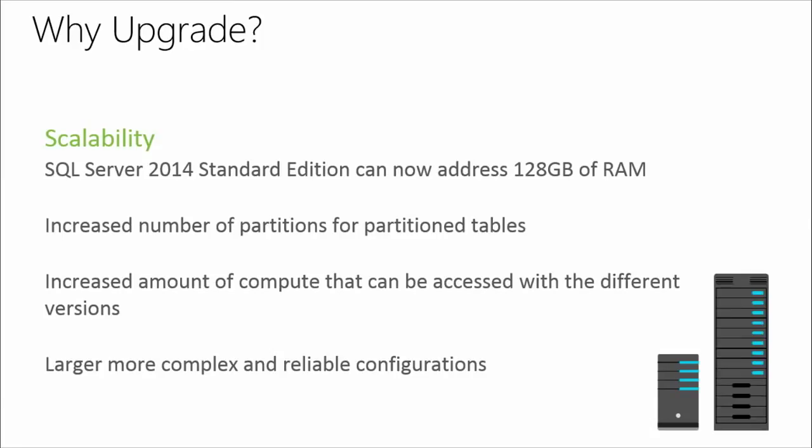2014 Standard Edition, now this is a big jump. It used to be 64 gigabytes of addressable memory. Now we're talking 128 gigs of RAM that it can address. That's a big, big upgrade. More partitions in partitioned tables, an increased amount of compute, so more cores when you go to the core enterprise licensing model. And more complex and more reliable configurations.